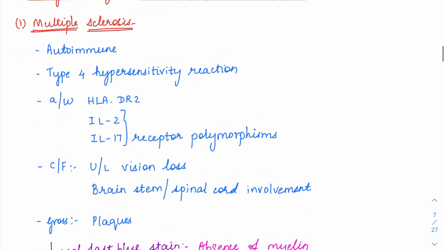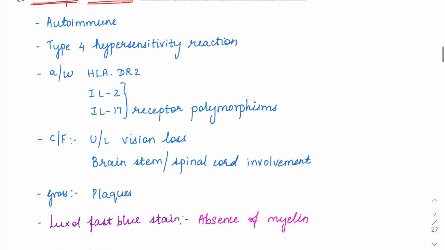So the best example of demyelinating disease will be multiple sclerosis. Multiple sclerosis is an autoimmune condition, and basically it is a type 4 hypersensitivity, Th1 mediated hypersensitivity reaction, due to which there is going to be absence of myelin. So myelin is all being destroyed. So it will lead to a demyelinating condition.